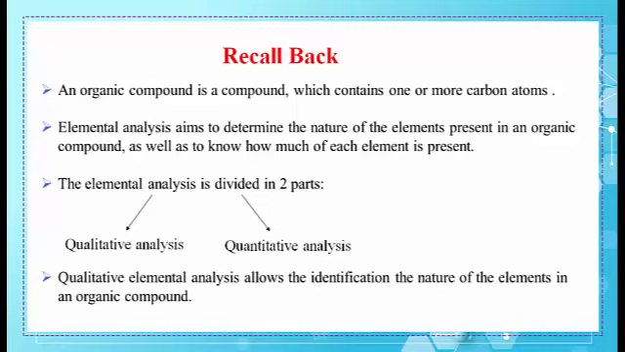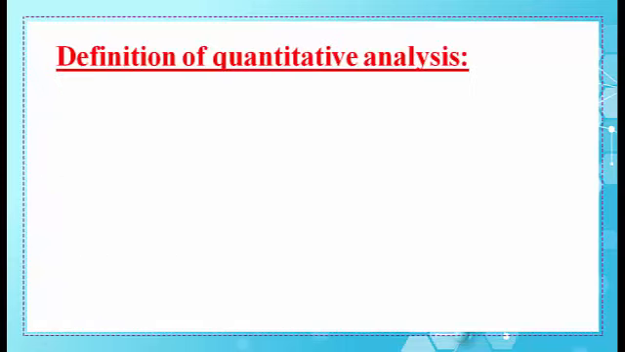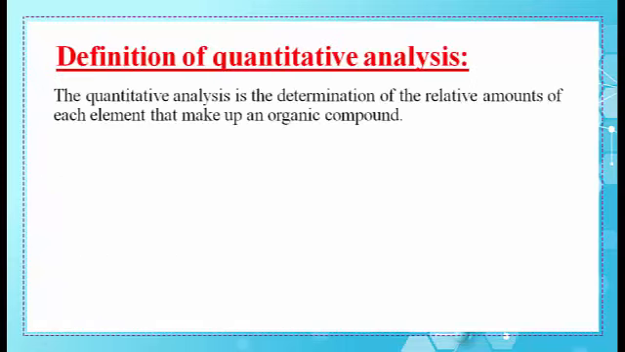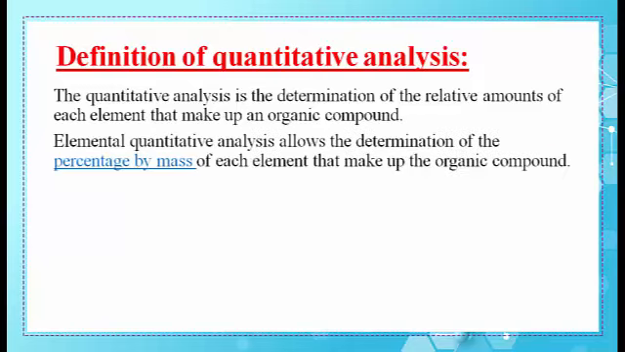Qualitative elemental analysis allows the identification of the nature of the elements in an organic compound. But what is quantitative elemental analysis? The quantitative elemental analysis is the determination of the relative amounts of each element that make up an organic compound. For example, an organic compound is made up of the elements carbon, hydrogen, and oxygen. We have to find the relative amounts of these elements in this compound. This is quantitative elemental analysis.